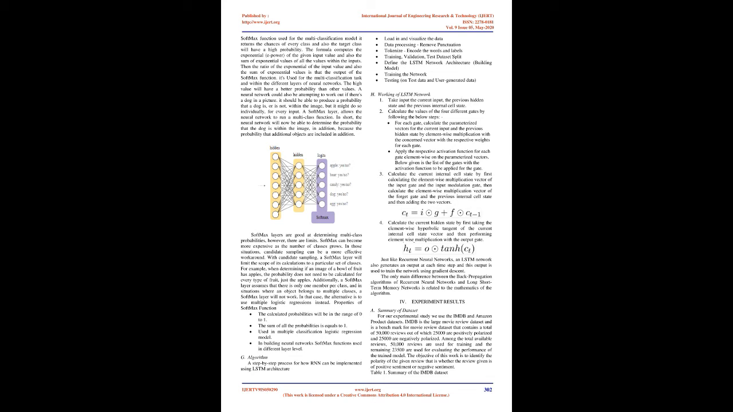Softmax layers are good at determining multi-class probabilities, however, there are limits. Softmax can become more expensive as the number of classes grows. In those situations, candidate sampling can be a more effective workaround. With candidate sampling, a Softmax layer will limit the scope of its calculations to a particular set of classes. For example, when determining if an image of a bowl of fruit has apples, the probability does not need to be calculated for every type of fruit, just the apples.